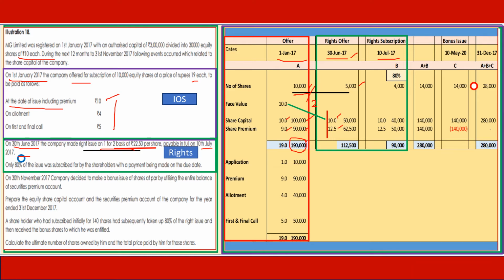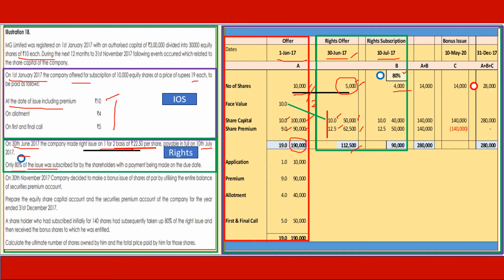Then it says only 80% of the issue was subscribed. How much did we offer? We offered 5,000 as 2 for 1. Out of 5,000, only 80% was subscribed, means we received application only for 80% of 5,000, means 4,000 applications, 4,000 shares were applied for, and the price remains the same. We offered 5,000 worth 1,12,500. 10 into 5,000, 50,000. Premium is 12.5 into 5,000, 62,500.